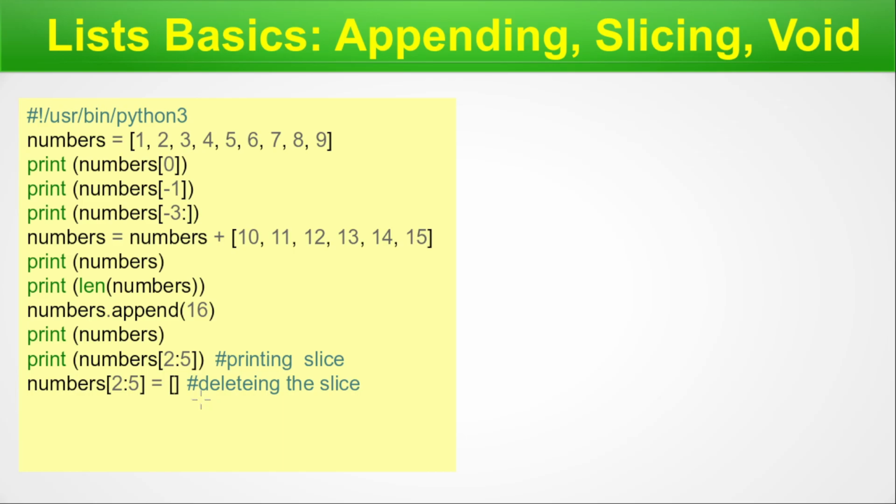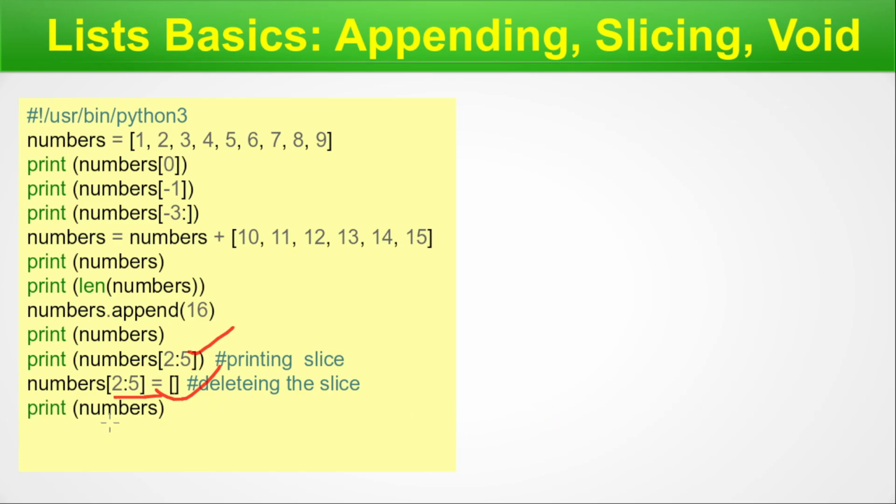We can do destructive slicing by deleting the slice. So what can we do? We have the numbers 2 to 5 and we give an empty list here. This will delete the slice. That means this slice will be deleted. So this is destructive slicing. The former one was non-destructive slicing. This one is destructive slicing. That means it will destroy the elements from index 2 to 5.